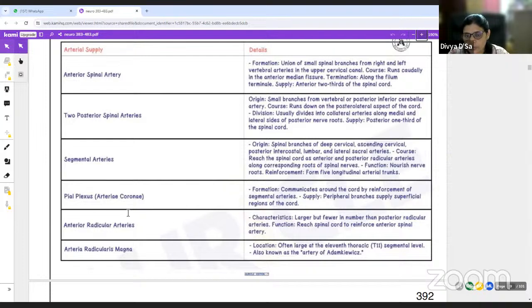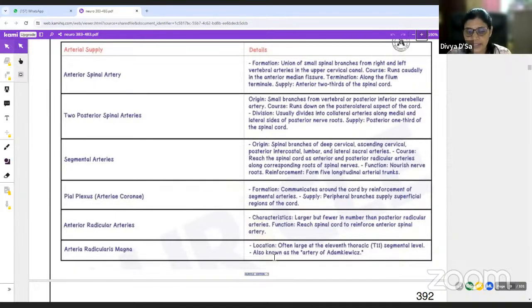So it forms 5 longitudinal arterial trunks. Then we have the pial plexus, which is called the arteria coronae. The formation is basically by communications around the cord, by reinforcement of the segmental arteries. So basically the spinal arteries and the segmental arteries reinforce each other to supply the spinal cord, and they form a kind of plexus, or arteria coronae, around it. The peripheral branches supply the superficial regions of the cord.